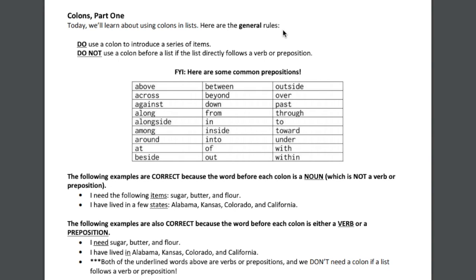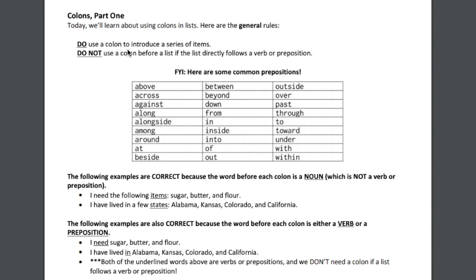Here's what a colon looks like, by the way, that little thing after the word rules. I want to remind you, these are all general rules. As with many things in life, there are always small little exceptions here and there, but these are the general rules. The first part of this lesson is going to be about using colons in lists. Sometimes we want to use colons before we give a list, and sometimes we don't.